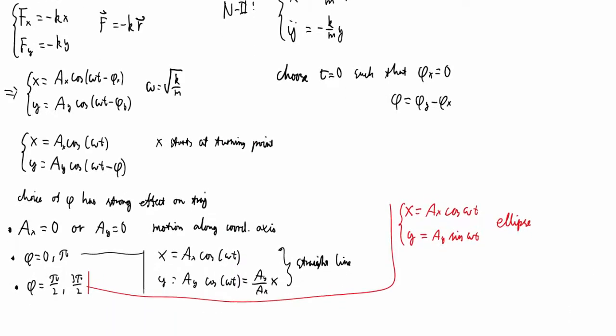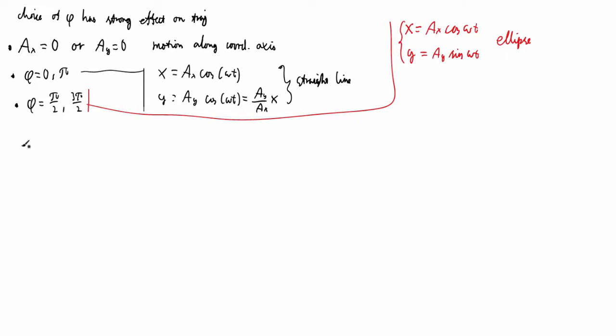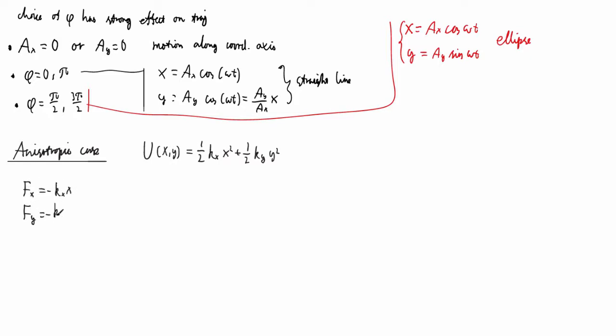So an anisotropic oscillator corresponds to different spring constants in different directions. So let's look at the anisotropic case. That means that in general you will have potential as a function of x and y that looks like this, which means that we have, and that still gives us 2 uncoupled differential equations.